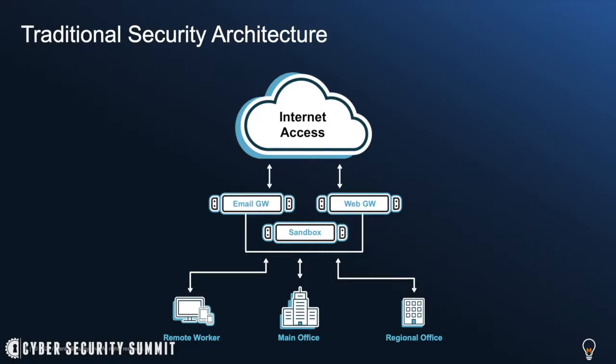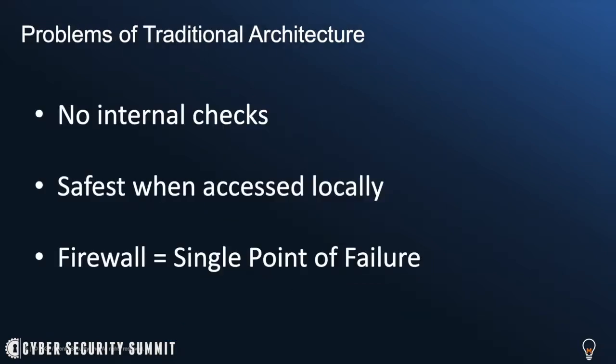Users at the bottom level, the remote worker, main and regional offices, connect to the internet through web and email gateways, which use firewalls as the cornerstone to the network. But the problems of traditional architecture were the lack of internal checks on data access and usage, everyone had to be under the same roof, and firewalls became a single point of failure.